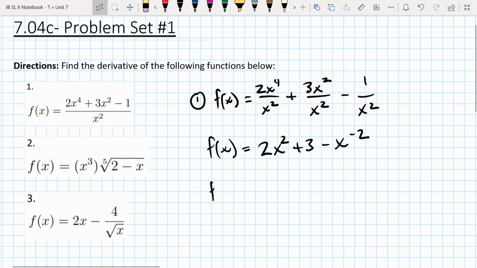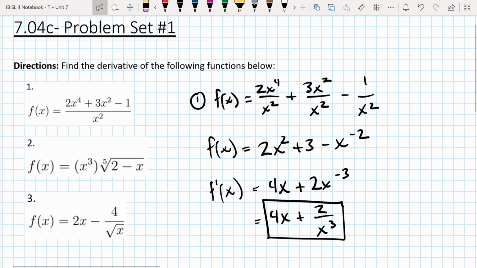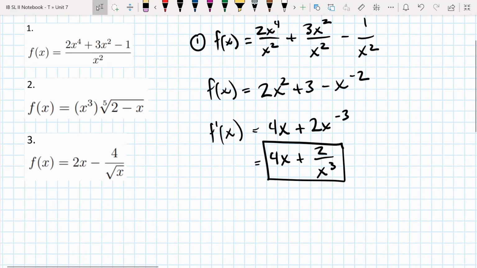So if we do that, this becomes 4x plus, sorry, there should be a 2 right here, plus 2x to the negative 3, which can be rewritten as 2 over x cubed. That's the first one. Okay, a couple more.